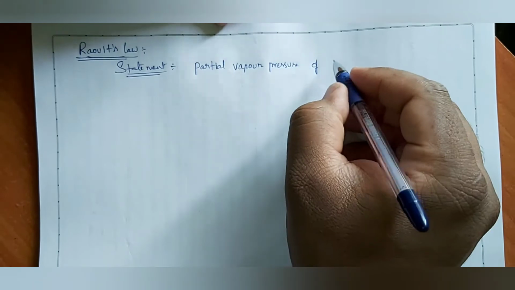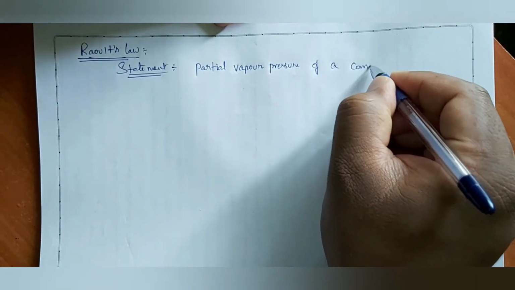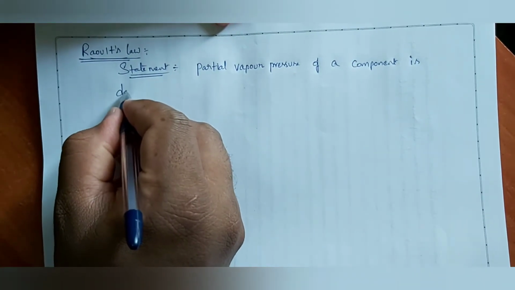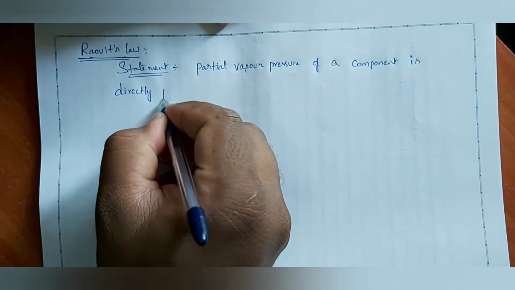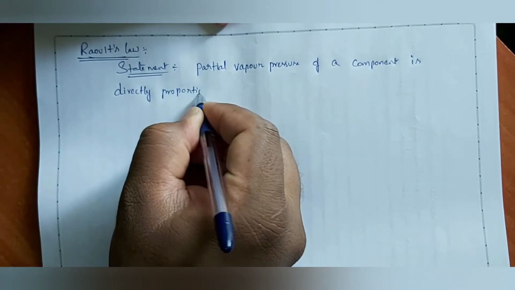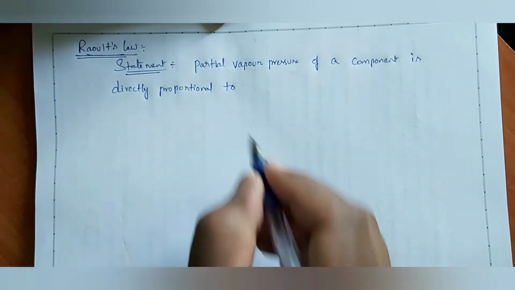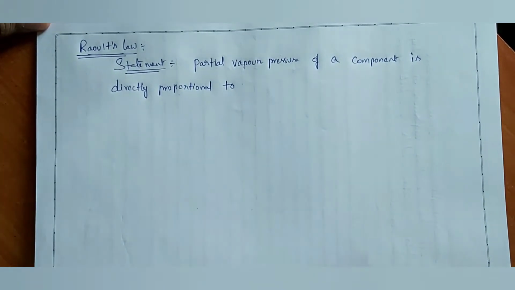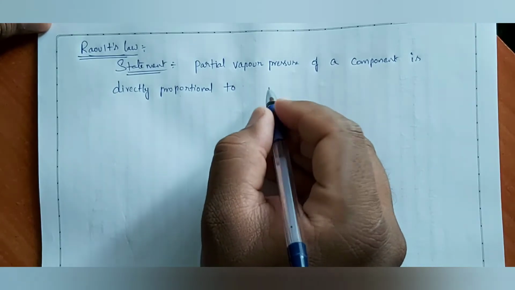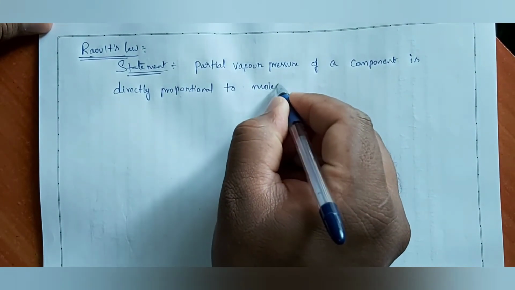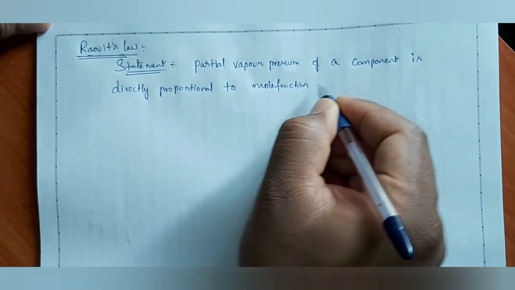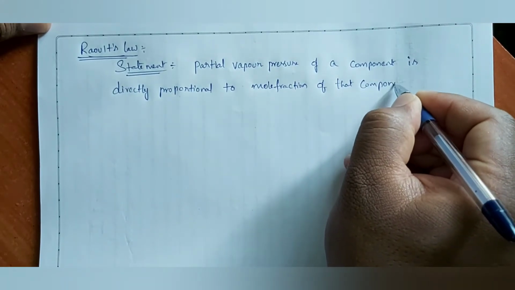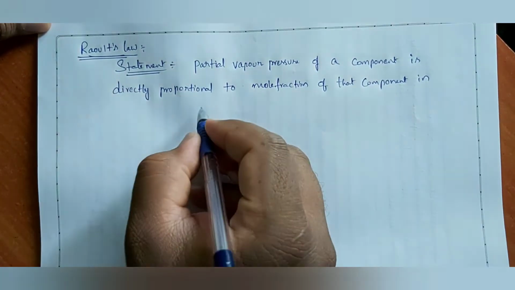Partial vapor pressure of a component is directly proportional to mole fraction of that component in liquid state.